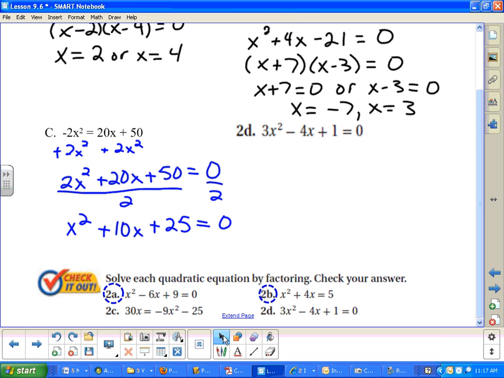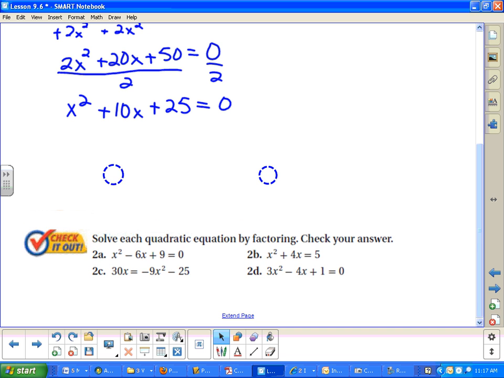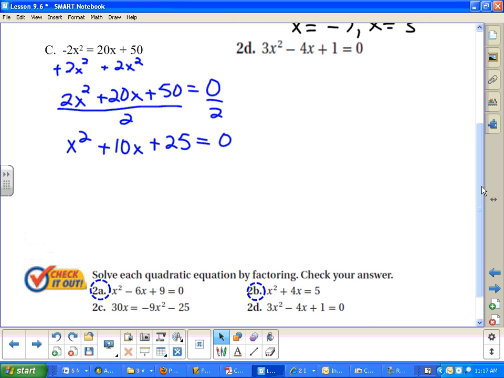And not only that, but I heard somebody mention it, that we actually have something else. Anybody know what it's called? This is a perfect square trinomial.